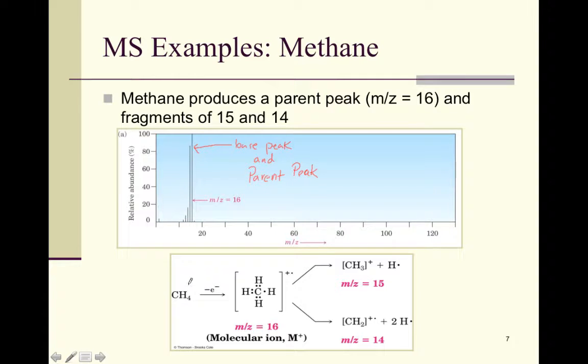Here is what happens during the bombardment. Methane is bombarded with electrons. We get a molecular ion out of this where it loses one electron. We now have a positive charge here. And then these can fragment even smaller, where we can get a mass-to-charge ratio of 15 where a hydrogen is removed. And another common fragment would be a mass-to-charge ratio of 14 where 2 hydrogens were lost.